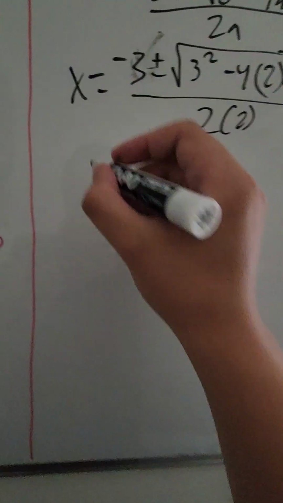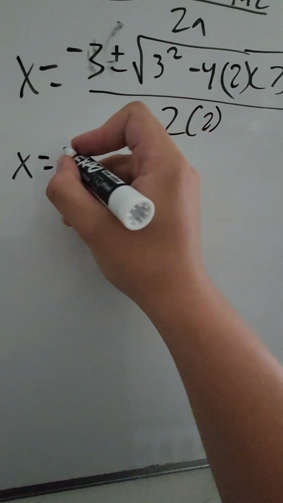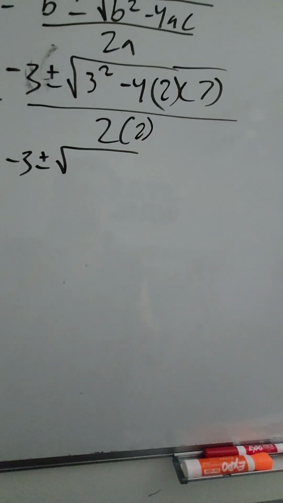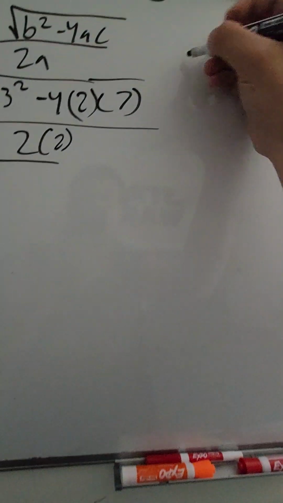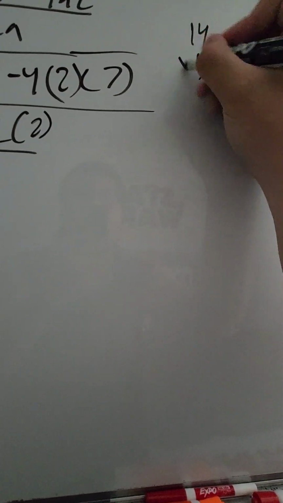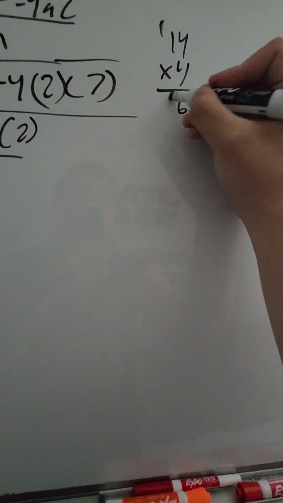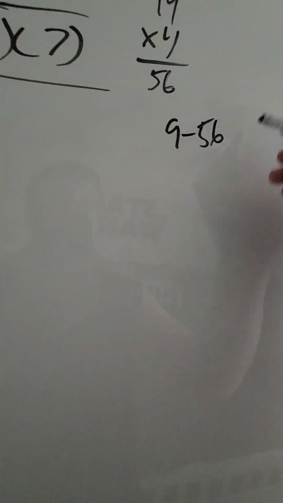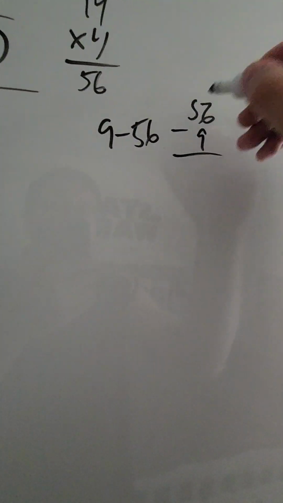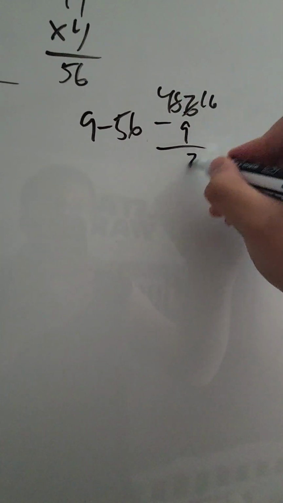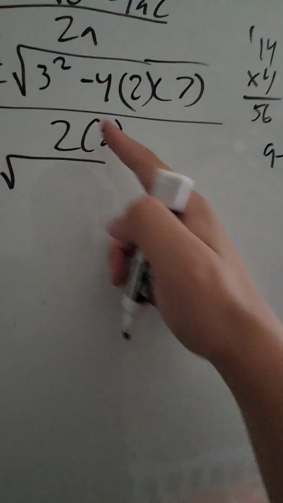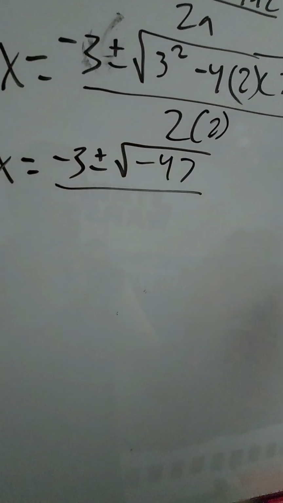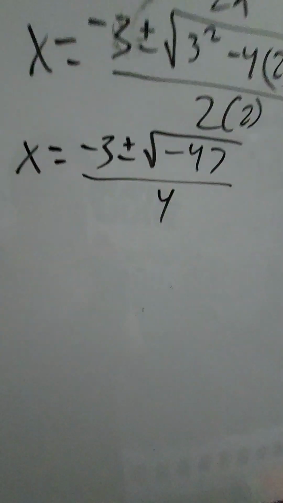Okay, now we can simplify. We have x is equal to negative 3 here, plus and minus the square root. 3 squared is going to be 9, minus 4 times 2 times 7. Okay, well I can't really do that in my head, can I? That's going to be 56, so we have 9 minus 56, so that's going to be negative 47, over 2a, or 2 times 2 is going to be 4.